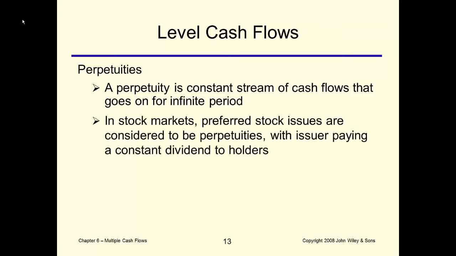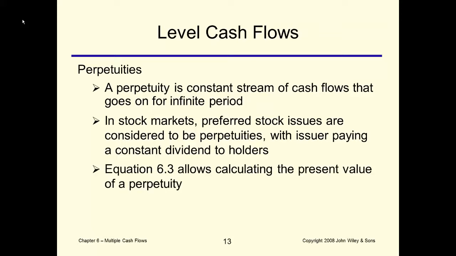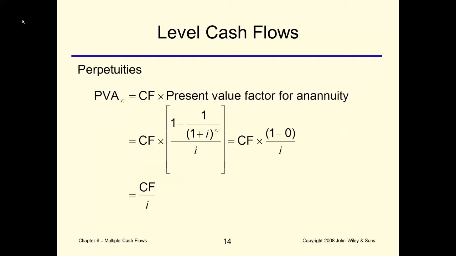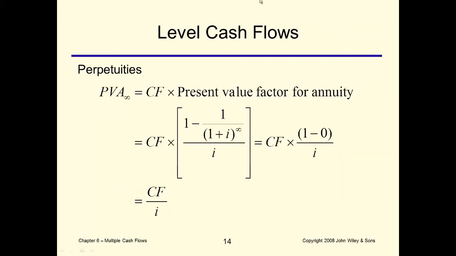Preferred stock is really the only great example of this. Preferred stocks are considered to pay a fixed dividend, and we assume that that dividend is going to be paid forever. And we have a special equation that allows us to calculate the present value of perpetuities, and it's a pretty easy equation. We start with our present value of an annuity equation, but we substitute infinity for n.